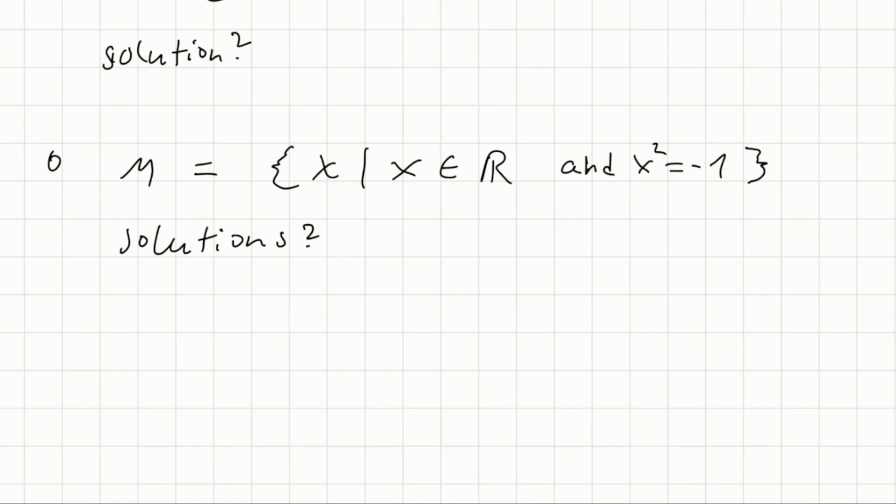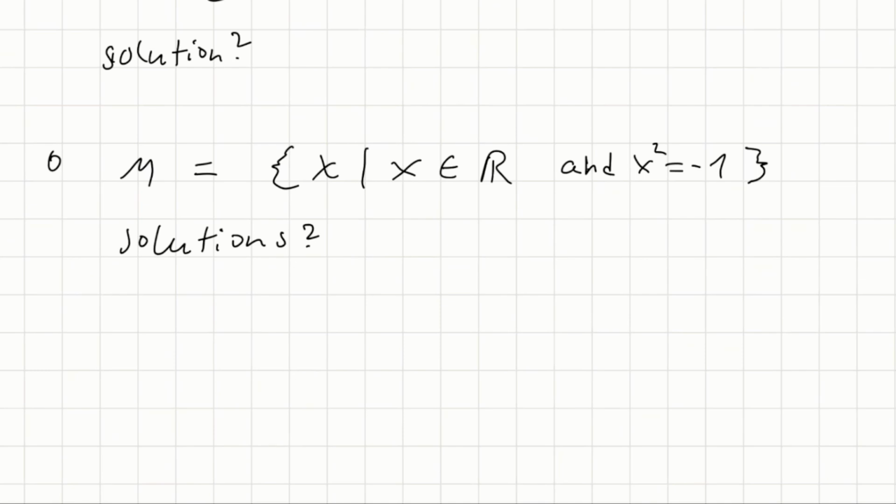You can pause the video as well. So the solution obviously is m equals this. So it's like an empty set because there are no real solutions. If we go to imaginary numbers, because in fact every function with an exponent of 2 has 2 solutions, but this would go too deep into the imaginary numbers.